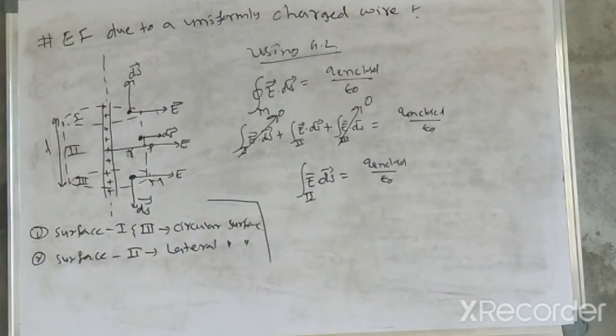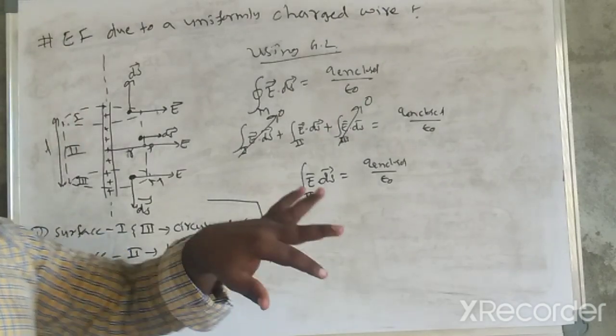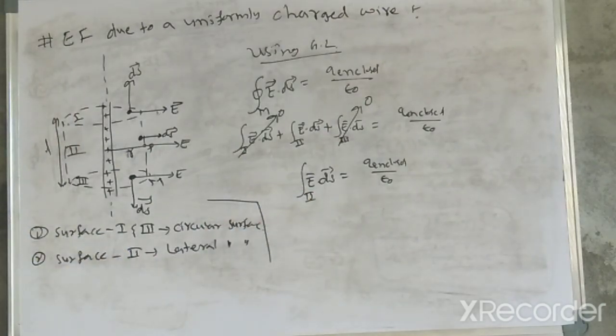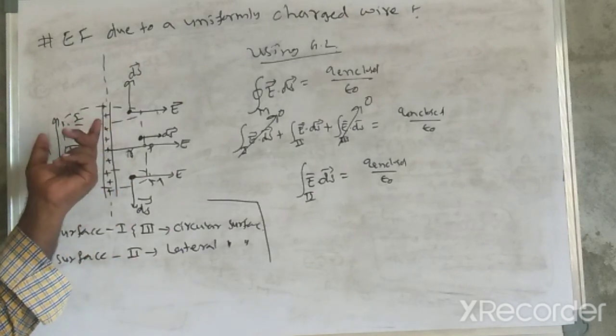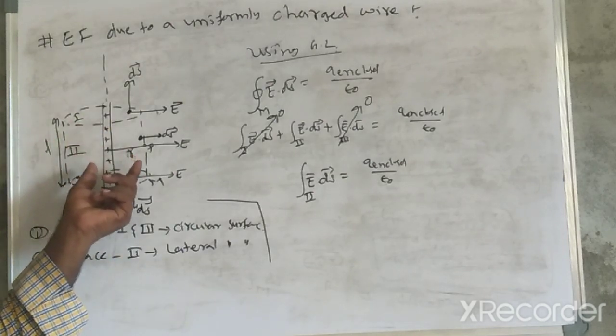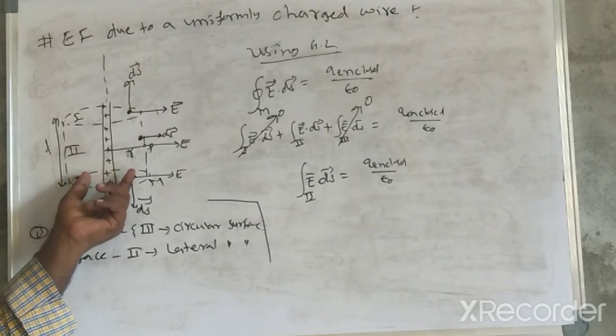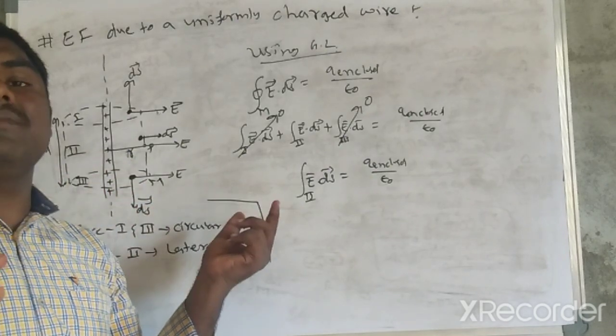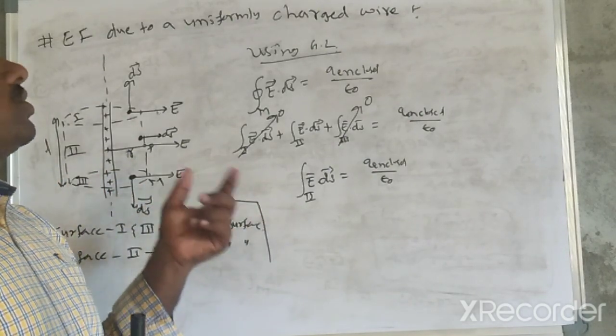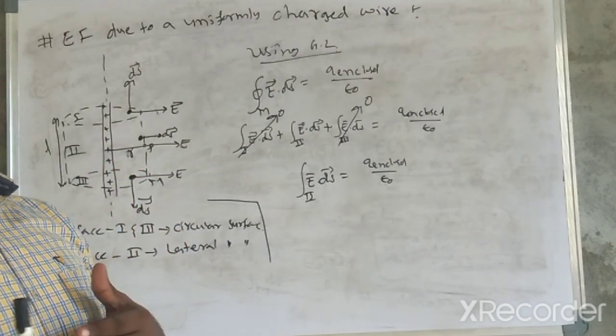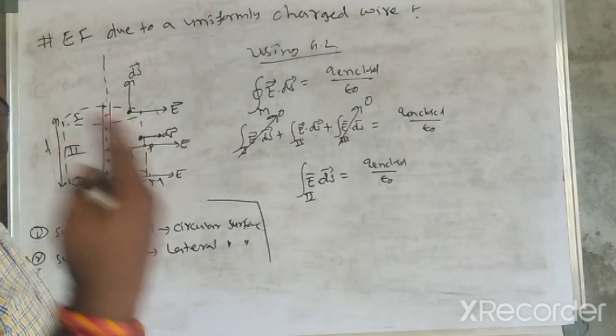Q enclosed is nothing but charge density into unit length. Charge density into unit length. Why am I saying length here? Wire is nothing but one dimensional. So for one dimensional, charge enclosed is equal to charge density into length.